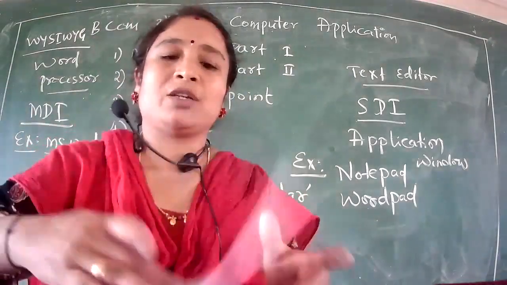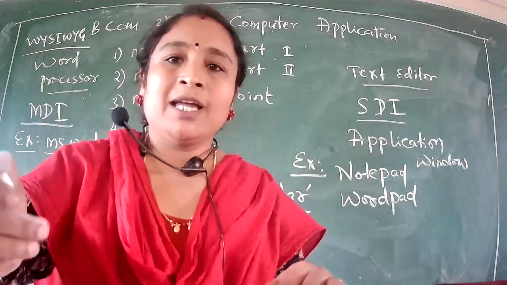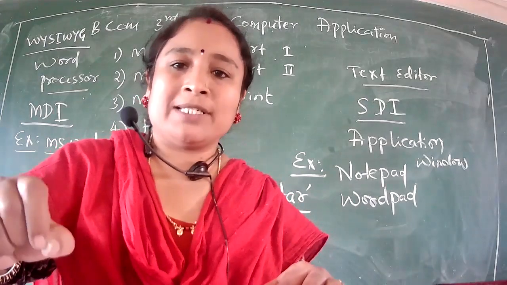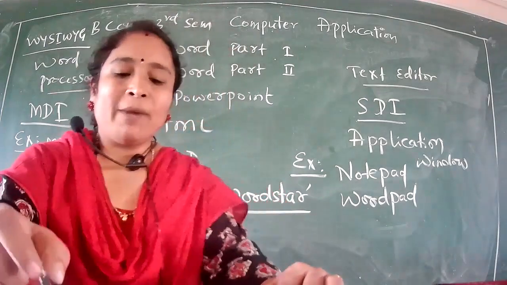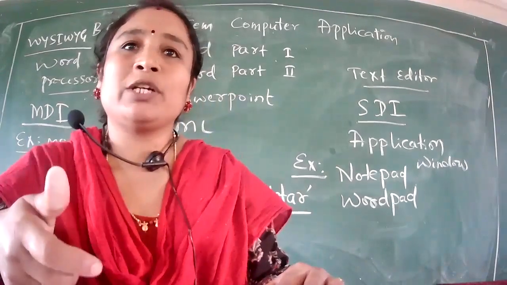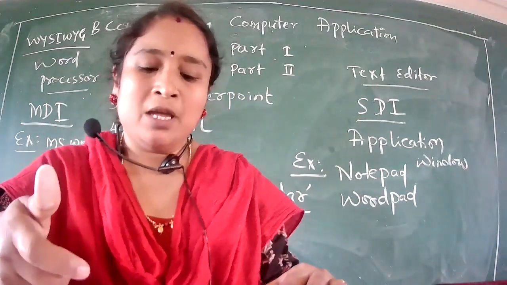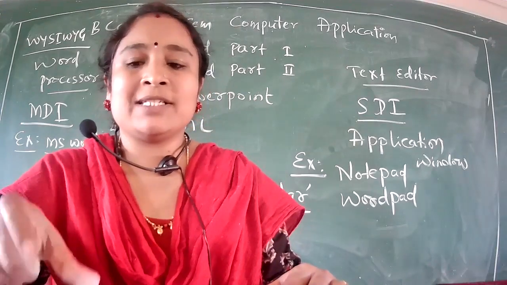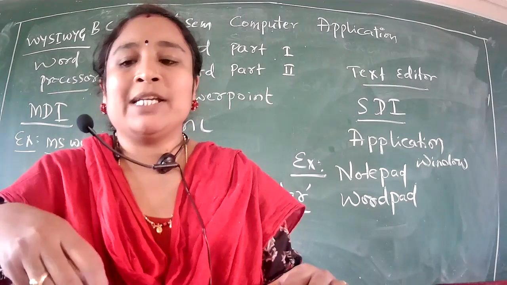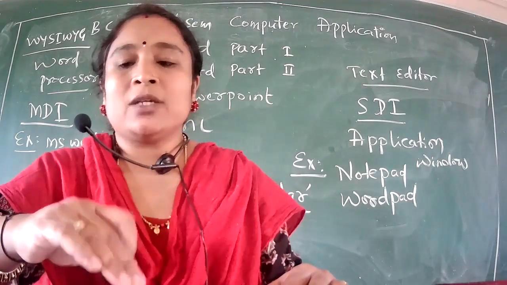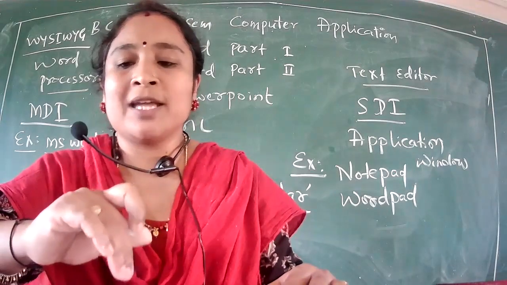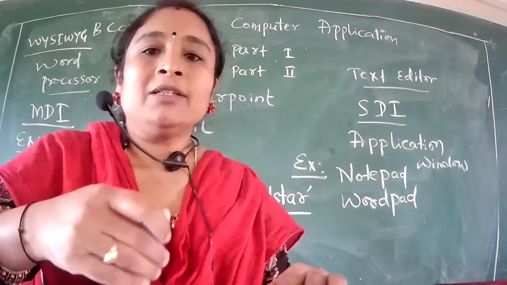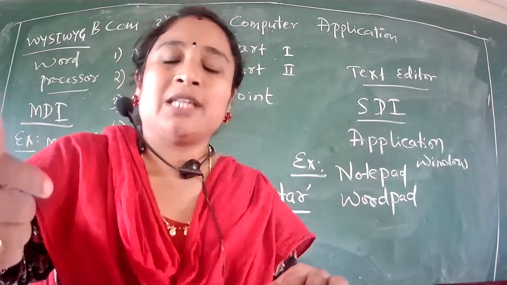The first feature of a word processor is creating, editing, saving and printing documents. The second one is formatting text using different font types and styles. You can underline, you can make it bold, and you can change the font sizes and all. And one more point is you can copy the text, paste the text, move the text, and delete the text within a document. And you can create and edit tables.